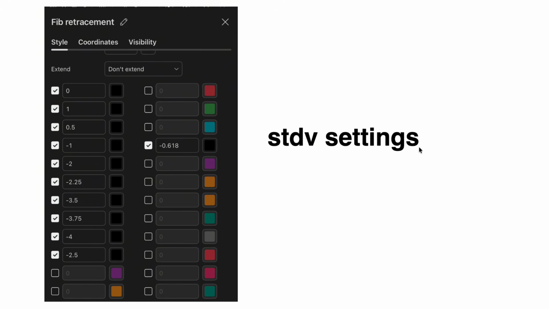So these are going to be the standard deviation settings you're going to be using. Once you open up your Fibonacci retracement tool on TradingView, it's going to look nothing like this. All you have to do is change the color and the numbers, and that should be it. Feel free to pause the video and take a screenshot of these settings.